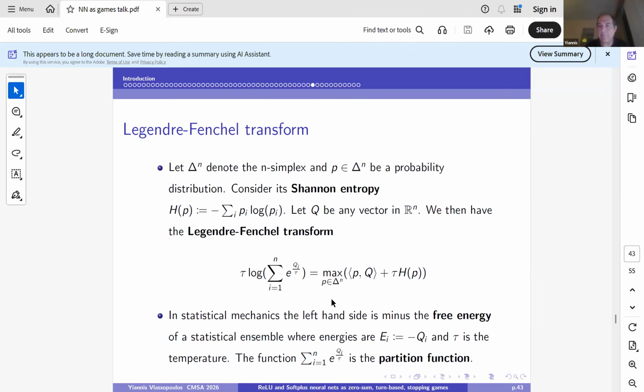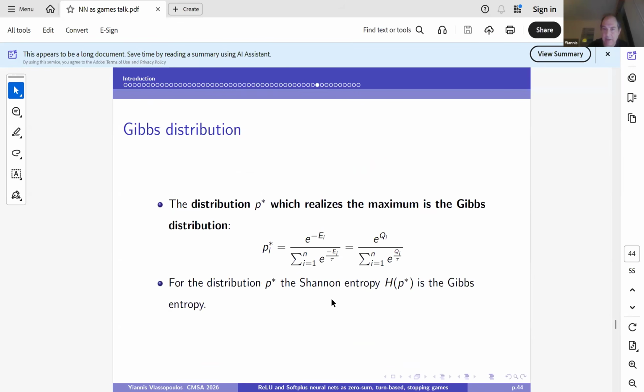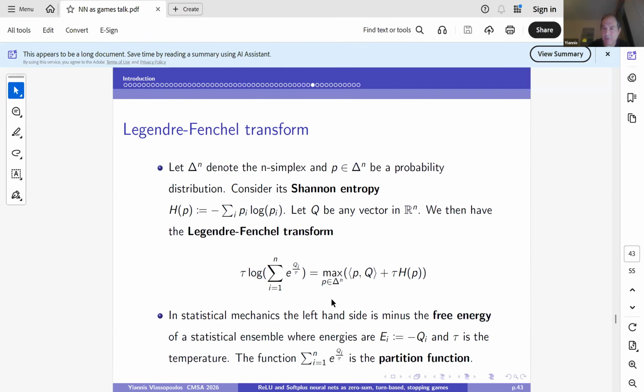So this is well known in physics, obviously. In statistical mechanics, it just tells you that if you have a system where the energies are minus q_i, tau is the temperature, and h is, for us, the Shannon entropy, but if you take the Gibbs distribution, then it would be the Gibbs entropy. Basically, this is the identity you need. That's all you need to be able to generalize the previous discussion to this one. And the maximum here is realized by the Gibbs distribution.